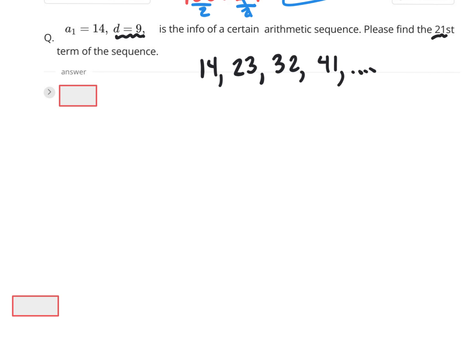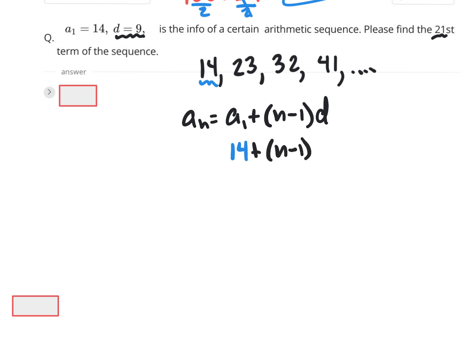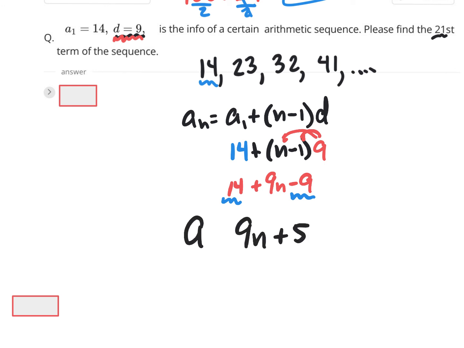So what I'm going to do instead of that is use my a sub nth rule. A sub n equals a sub 1 plus parenthesis n minus 1 close parenthesis times d. And I'm going to plug in the a sub 1 term, which is 14, right in there. N minus 1. And I'm also going to plug in the d value, which we know is 9, right? And then I'm going to simplify this by distributing and combining like terms. 9 times n is 9n. 9 times negative 1 is negative 9. Bring down the plus 14. Combine the 14, take away 9, and that'll give you a 5. So you really have 9n with a positive 5.